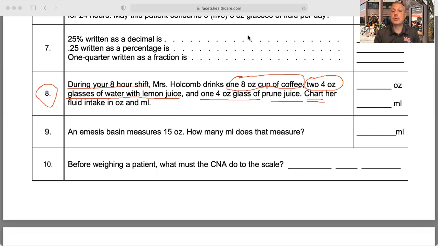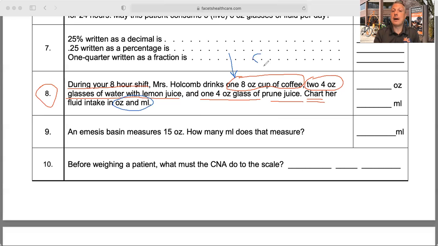We need to create a chart with our total intake here. And they want us to do it in 2 different formats. They want us to do it in ounces, as you can see in here, and in ml. So that's why on the right side here, we have 2 different components. Now, one thing that goes wrong here that we have to be very careful about is, one of those, 2 of those, 3 of those. So you have to be a little careful as far as the reading goes, right? So right here, they're saying 1 8-ounce cup of coffee.